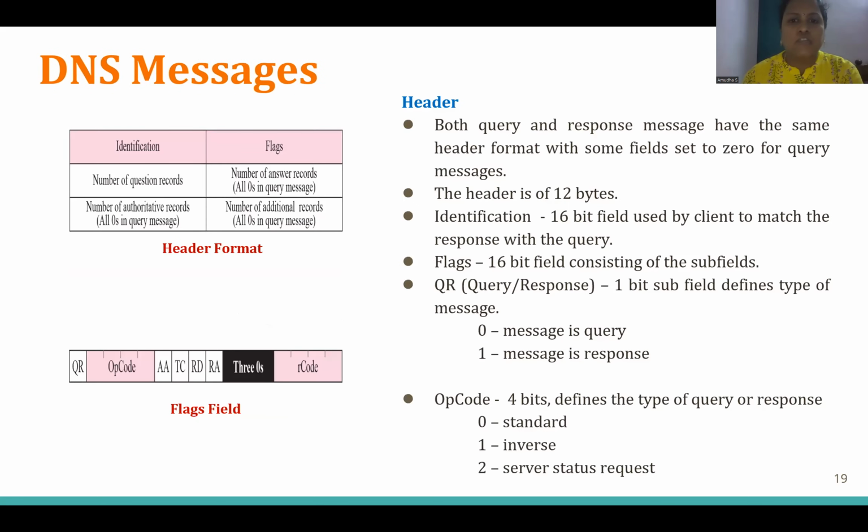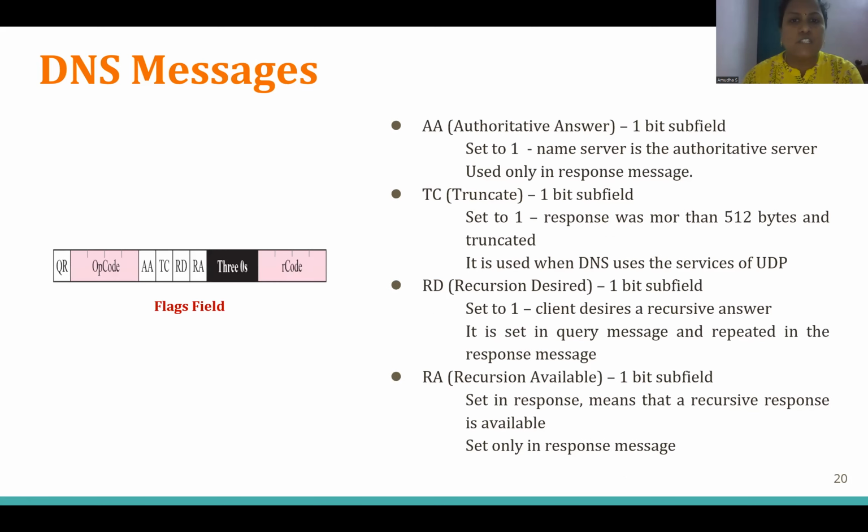This is a representation of a header and the corresponding field format. Both the query and response messages have the same header format, with some fields set to 0 for the query message. The header is 12 bytes. Identification is a 16-bit field used by the client to match the response. Flags is a 16-bit field consisting of subfields. Query/response is a 1-bit subfield that defines the type of message: 0 means the message is a query, 1 means it is a response. Opcode is 4 bits and defines the type of query: 0 for standard, 1 for inverse, and 2 for server status request.